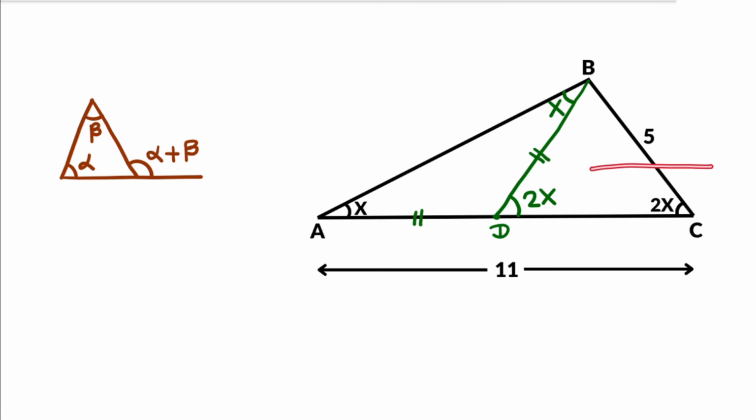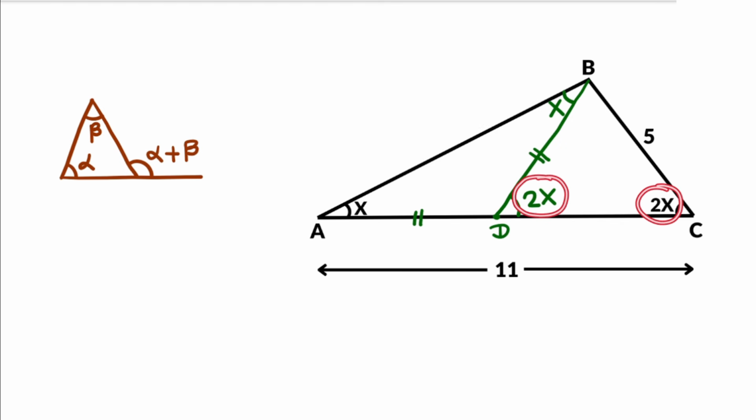Now, look at the triangle on the right, triangle BCD. Its angle at D is 2x. Its angle at C is also 2x. Since those two angles are equal, triangle BCD is also isosceles.